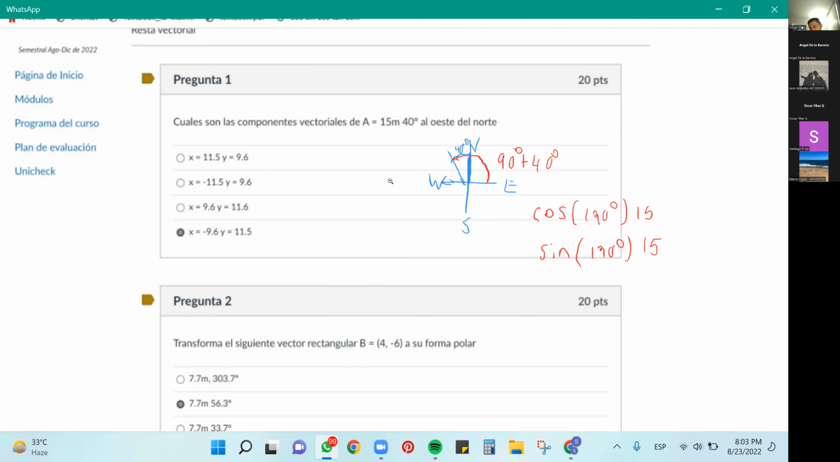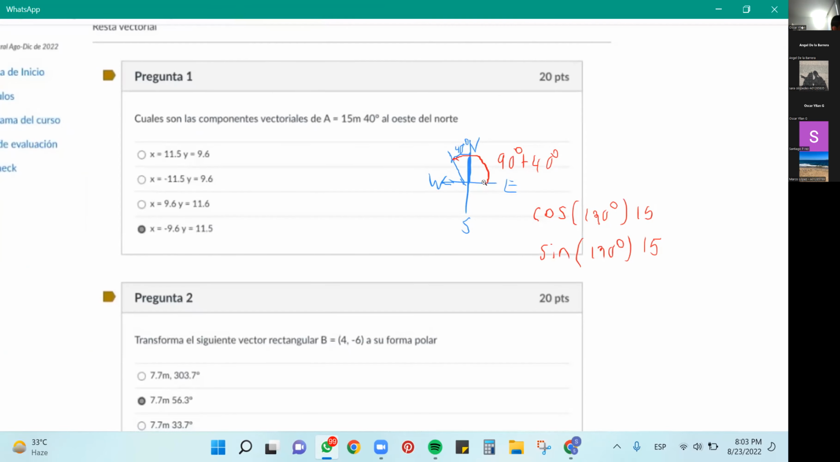Is it in radians or in degrees? It's in degrees. Remember that in vectors, in all these quizzes, it's going to be just degrees. Oh yeah, so it gives me negative 9.6418. So the first one is correct. And the second one gives me 11.49, so it's 11.5. Yeah, so that's the answer.